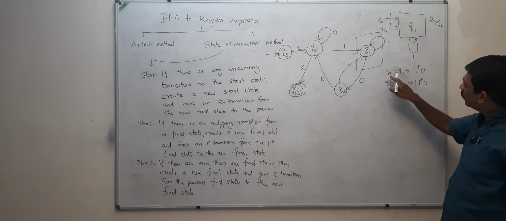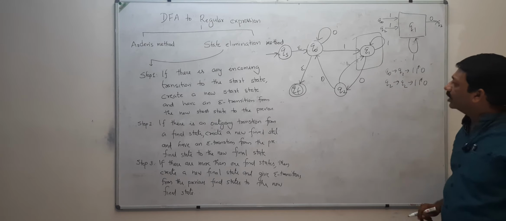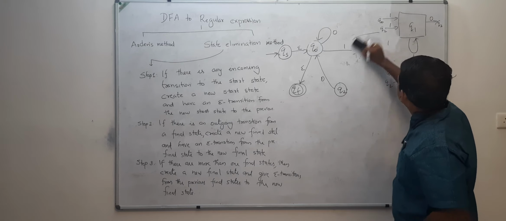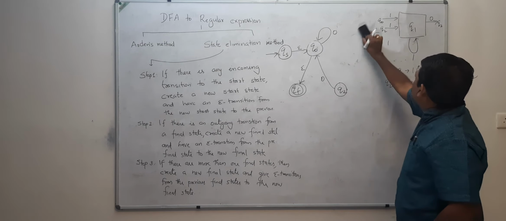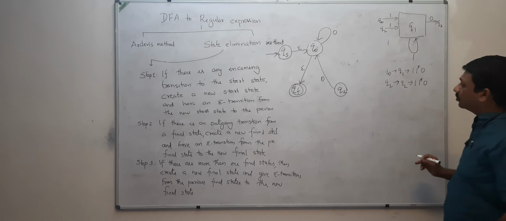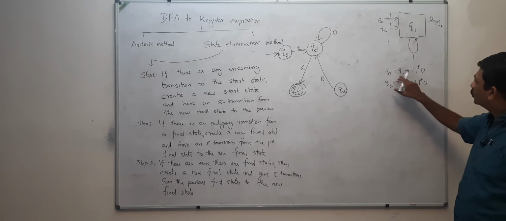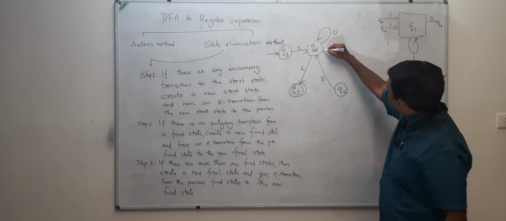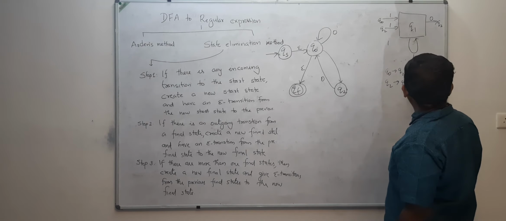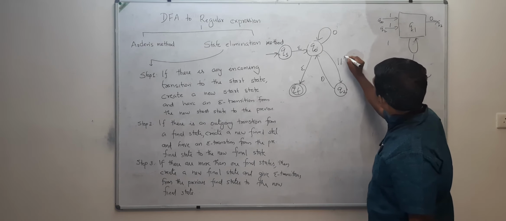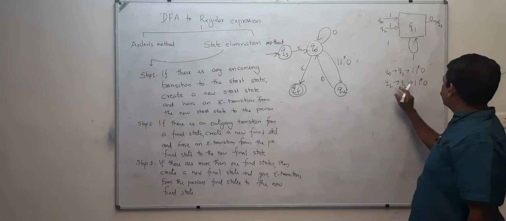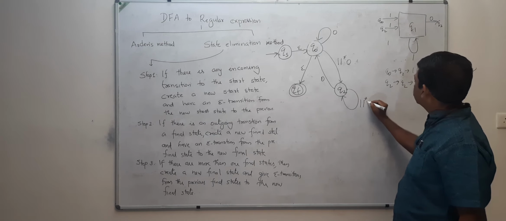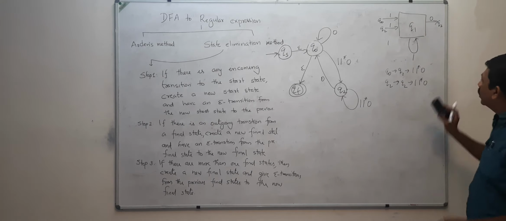Okay. So now I have eliminated this. There should be two paths you have to reinstate, that means Q0 to Q2 and Q2 to Q2. What is Q0 to Q2? Q0 to Q2, you have 1 star 0, and from Q2 to Q2, that means there is a loop, again that is 1 star 0.